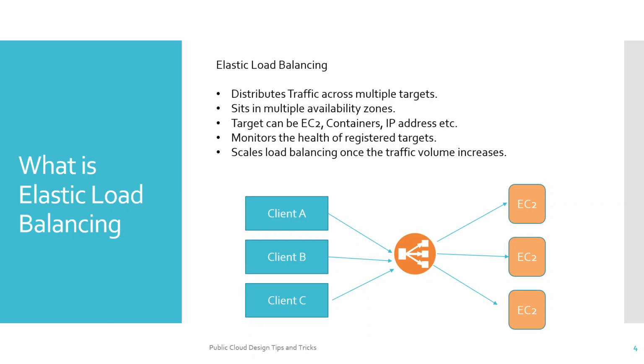Now, a simple example of elastic load balancing is there are three consumers sitting on the left side: client A, client B, client C. There is a load balancer in between the target systems and the consumers. Target systems are sitting in three different EC2 machines, and the load balancer is playing a role of routing the request based on different demands from the consumers. So that is how it works.